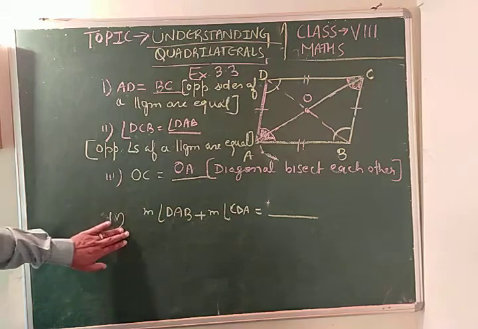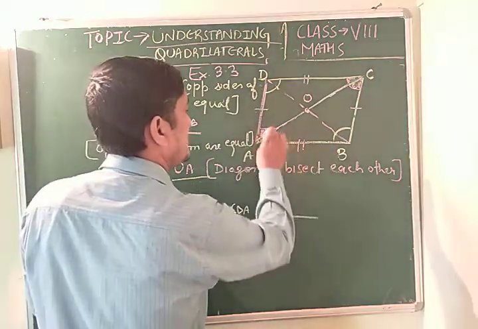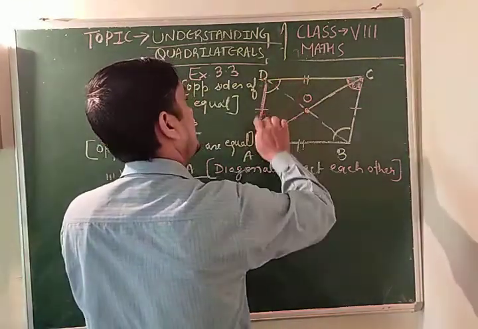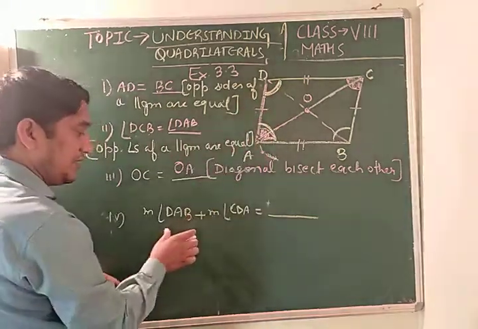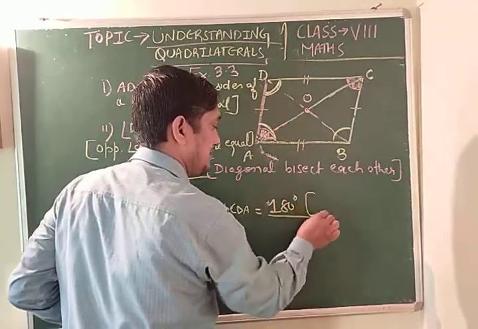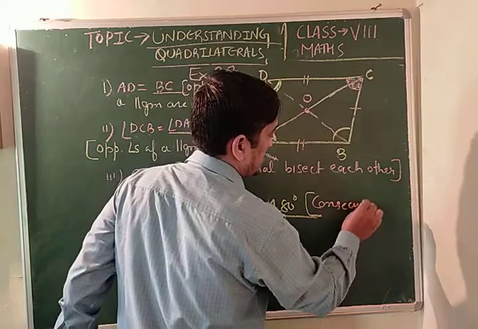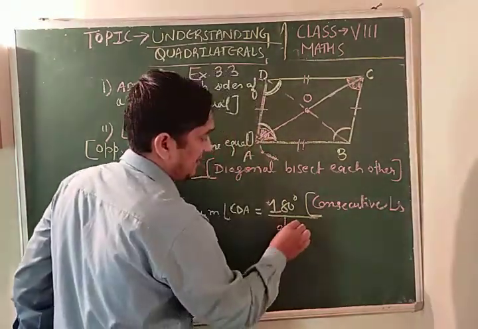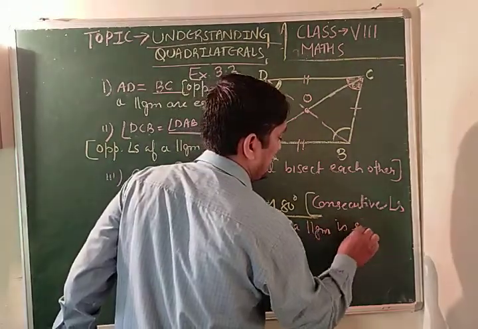The next, fourth part, is DAB. This is angle DAB. This is angle CDA. If we add both, we get 180 degrees. And this is a property: consecutive angles of a parallelogram are supplementary.